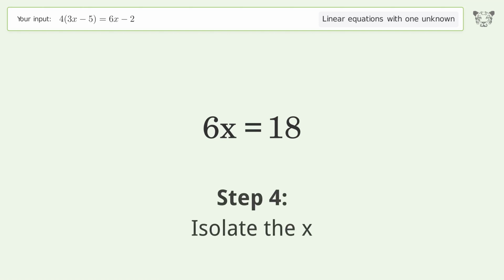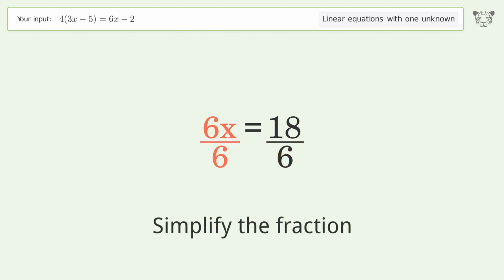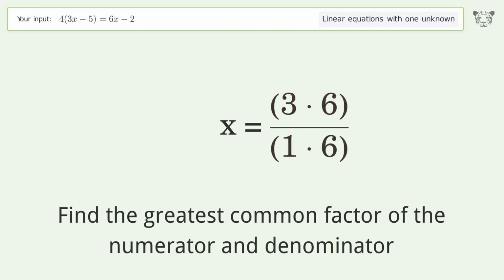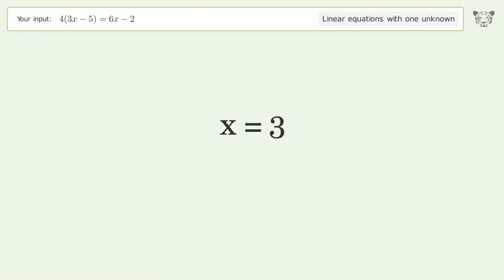Isolate the x. Divide both sides by 6. Simplify the fraction. Find the greatest common factor of the numerator and denominator. Factor out and cancel the greatest common factor. And so the final result is x equals 3.